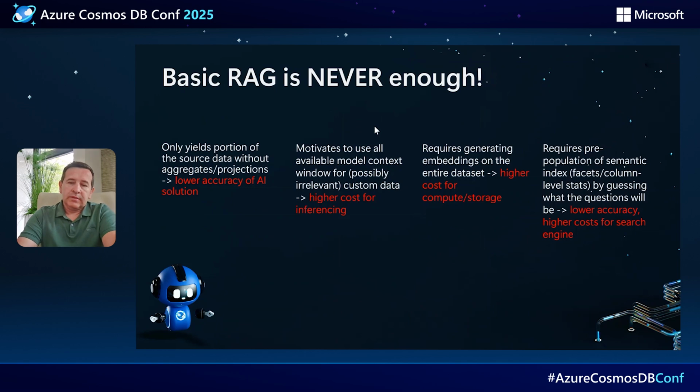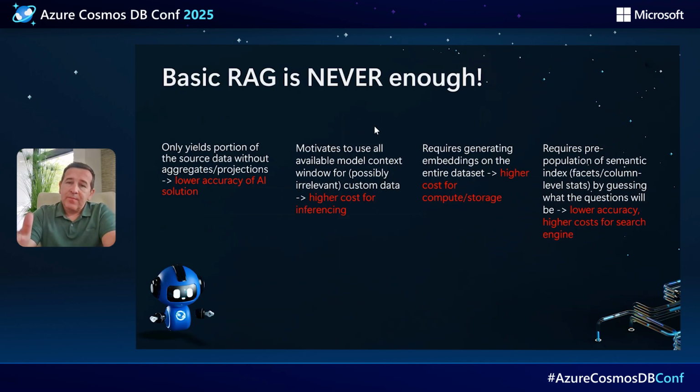There are a few summaries of the problems that we've seen from real-world examples shown on this slide. It only yields a portion of the source data without any aggregates or projections, and that leads to lower accuracy of the entire AI solution. It motivates you as a developer to use the entire available model context window for possibly something that is completely irrelevant to the question that is being answered. And that leads to higher cost of inferencing because you're trying to use all the tokens available to you, and yet you're missing it because vector store results just don't contain the answer.